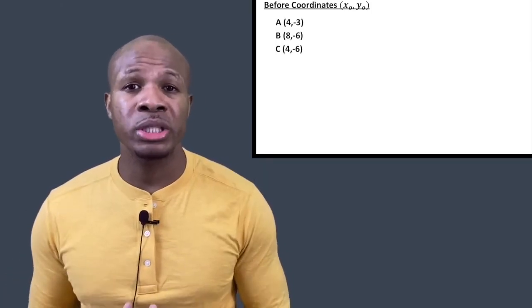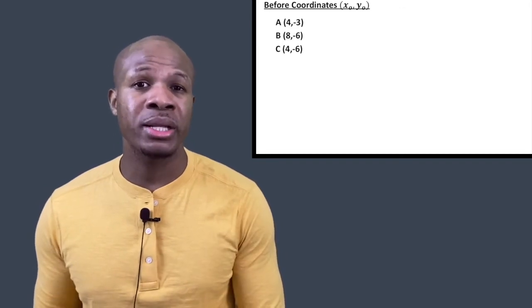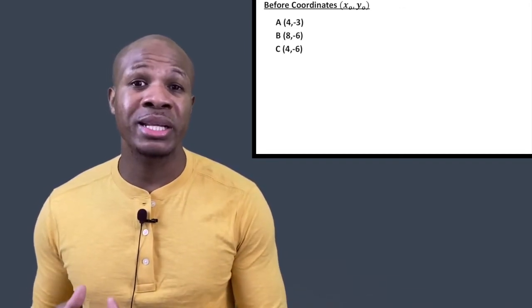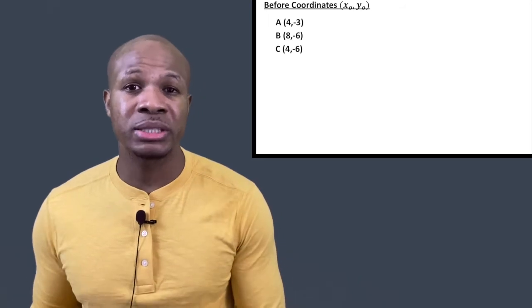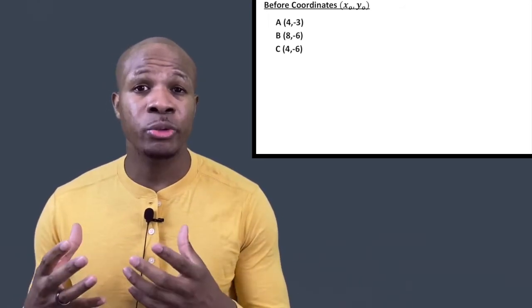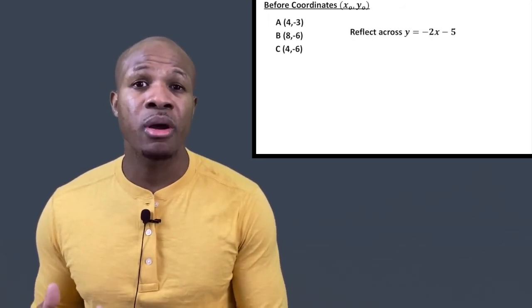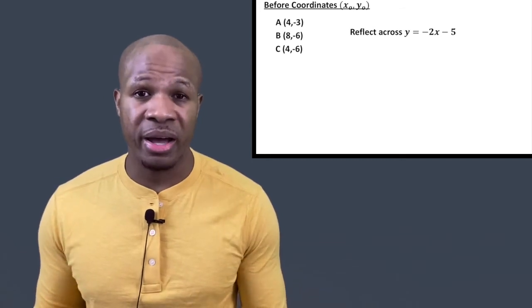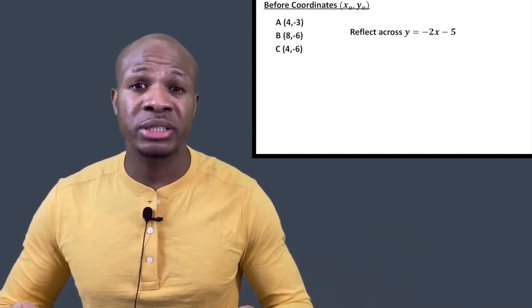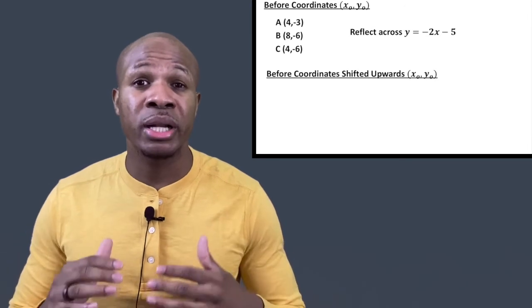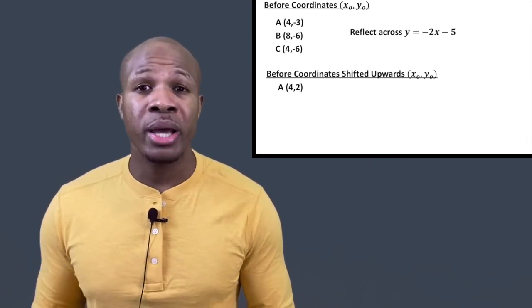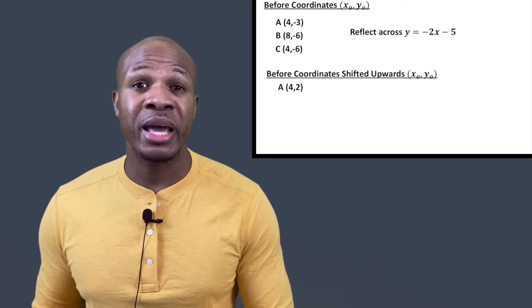So our beginning coordinates for our triangle are: point A is located at 4, minus 3, point B is located at 8, minus 6, and point C is located at 4, minus 6. And we want to reflect this triangle across the equation y equals minus 2x minus 5. So we're going to shift our entire system up by 5 units so that our line passes through the origin. And when we do that, we get point A located at 4, 2.